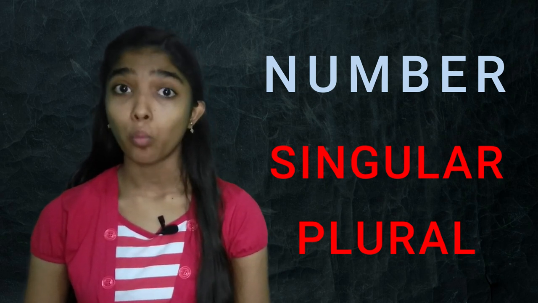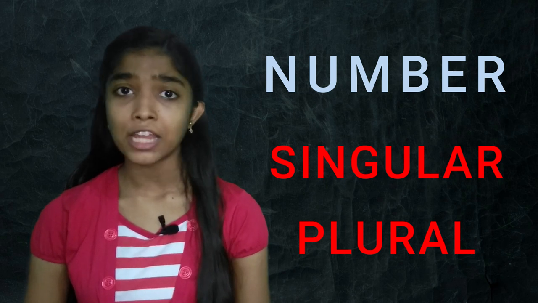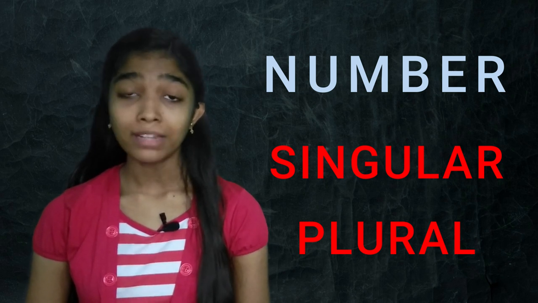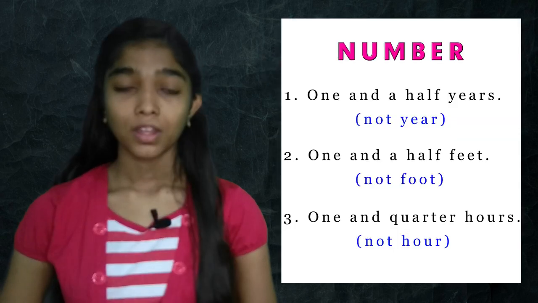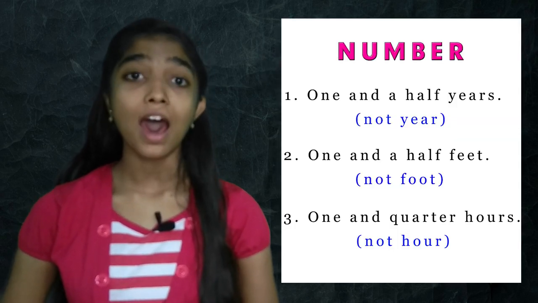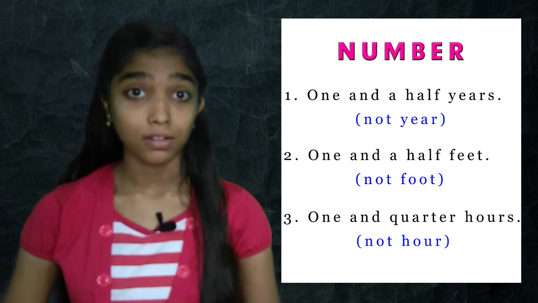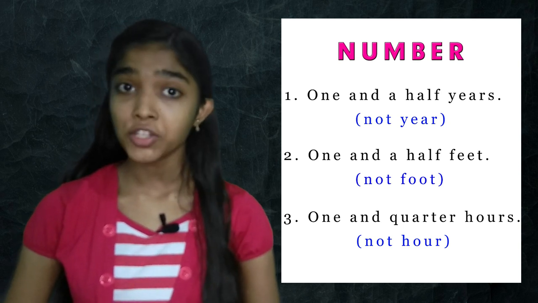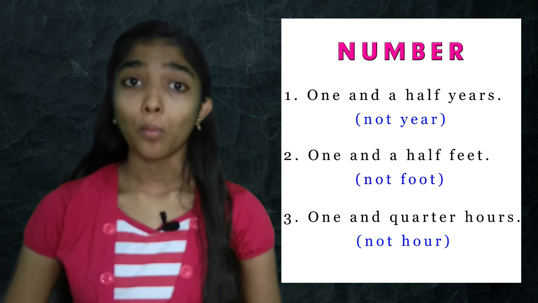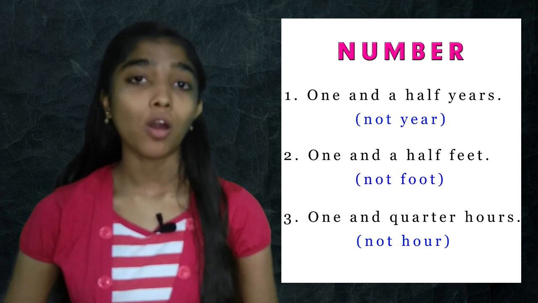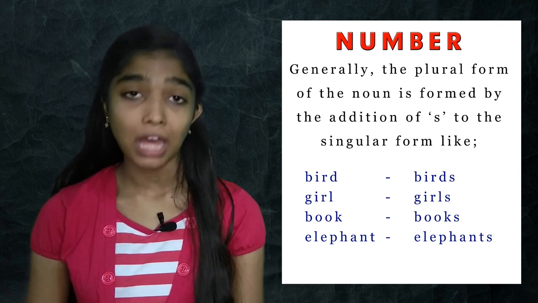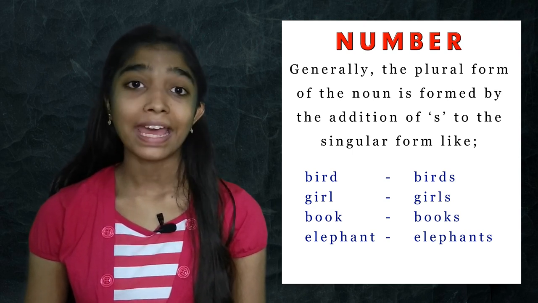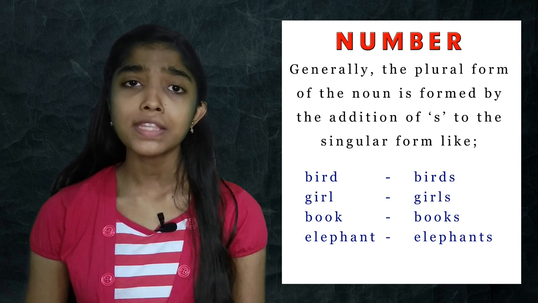In a few languages, plural denotes two or more people or things, but in English, plural denotes more than one. It could be less than two, so one plus a fraction is considered plural. For example, 1.5 years, not year. 1.5 feet, not foot. 1.25 hours, not hour.